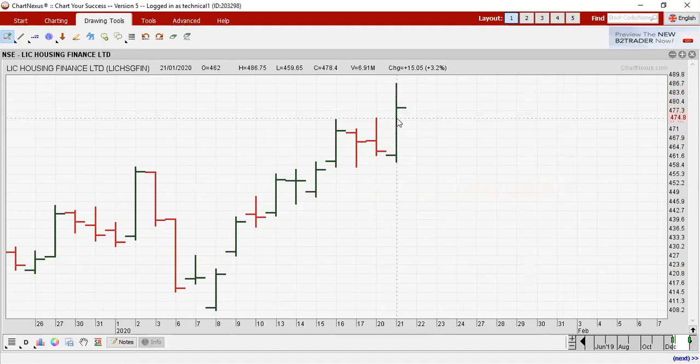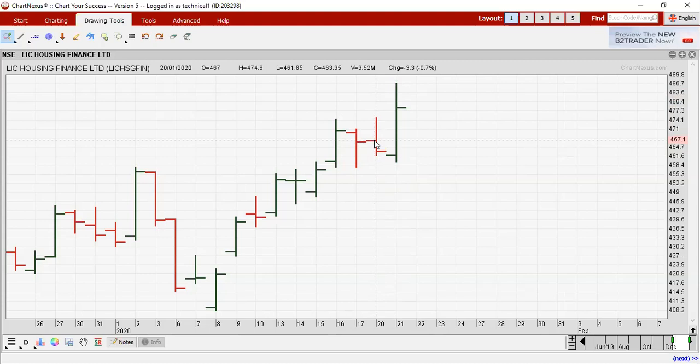So here is the date in front of you. This bar is of 21st January, open 462, closing 478. Open is less than closing, that's why we have a bullish bar. And the bar before this bullish bar is a red bar, a bearish bar, as in this case open is greater than closing. Open was 467 and close was 463.